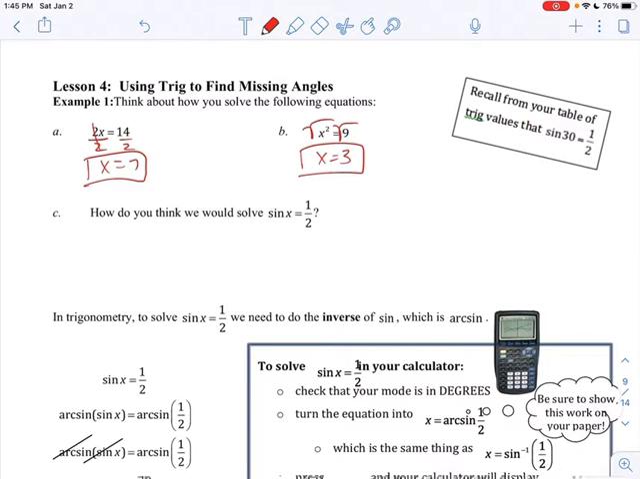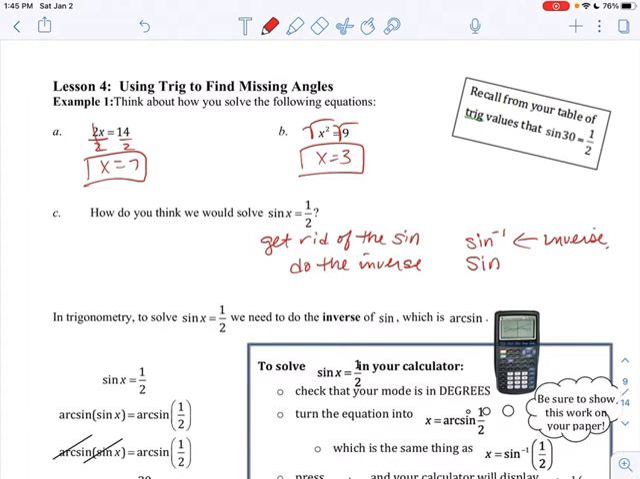Okay, so how am I going to solve for sine of x equals 1/2? I have to get the x by itself, so I have to get rid of the sine. I have to do the inverse. The inverse is another button on your calculator. I don't know if you noticed them, but above the sine button is this button that says sine to the -1. That's the inverse.